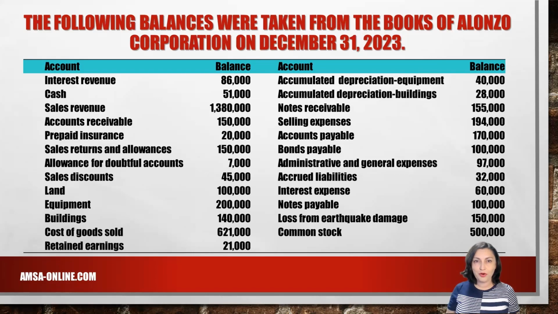Let's get to our example. The first step is to go over the accounts and decide whether they belong to the income statement or the balance sheet. We only need revenue and expense accounts for the income statement. Let's highlight the income statement accounts. The following accounts belong to the income statement: interest revenue, sales returns and allowances, sales discounts, cost of goods sold, selling expenses, administrative and general expenses, interest expense, and loss from earthquake damage.